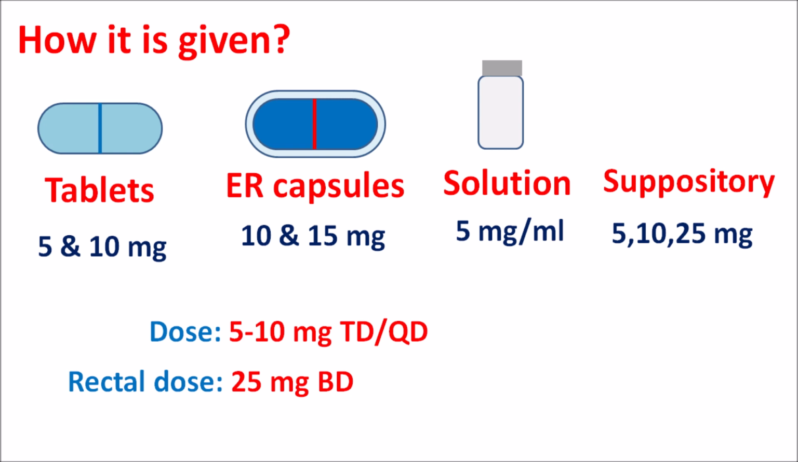But nowadays, this drug can still be used as an antiemetic. Even though other antiemetics such as 5-HT3 antagonists are available, prochlorperazine can still be used as an antiemetic to control nausea and vomiting. So that's about this drug, prochlorperazine.